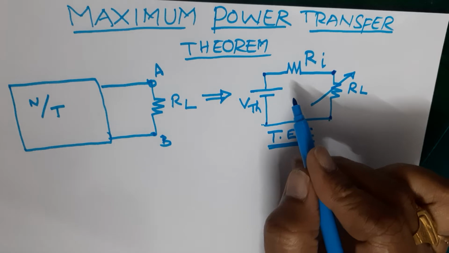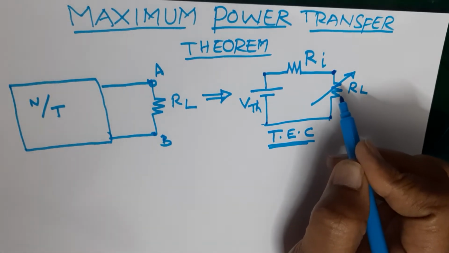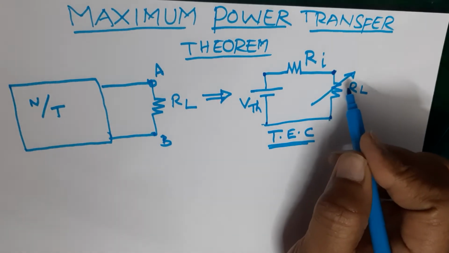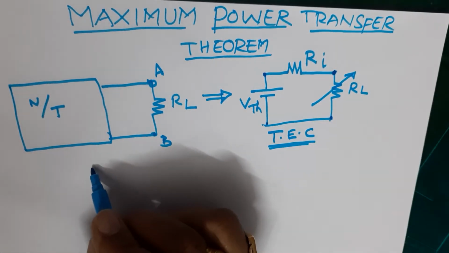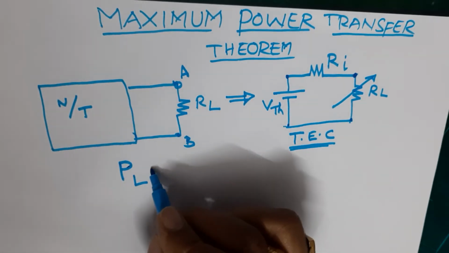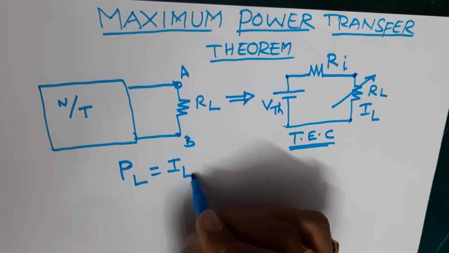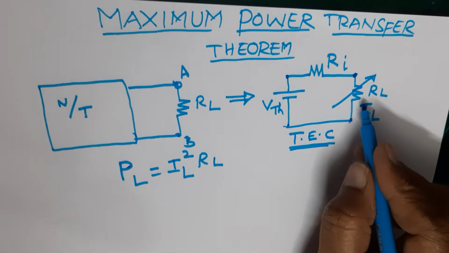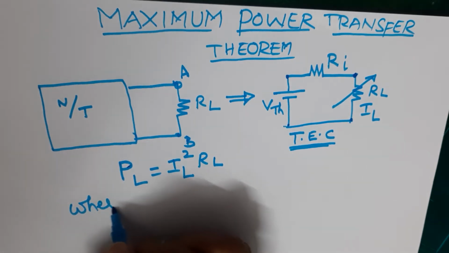Now, in order to derive the expression for maximum power and also the condition for maximum power received by the load resistance, we will follow like this. The power absorbed by the load resistance is given by the load current squared times the load resistance, that is IL square RL. Power absorbed by the load resistance is IL square RL, where what is IL?